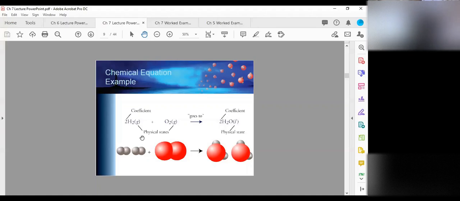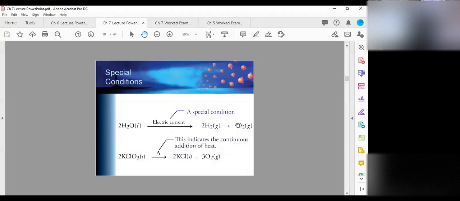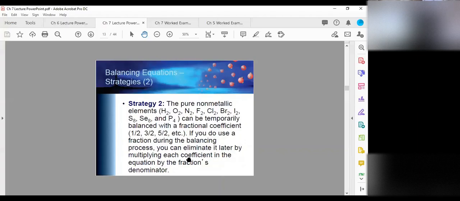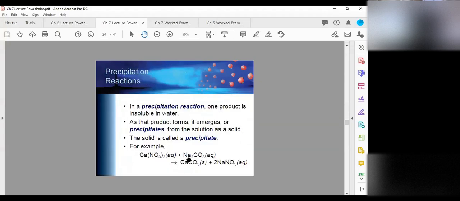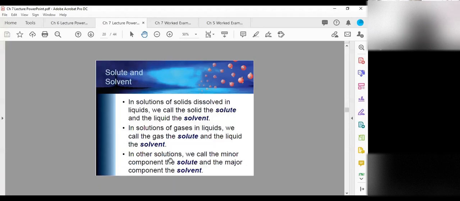The third thing, I see physical states. G for gas, L for liquid, S for solid, okay? And sometimes I see AQ. AQ means aqueous. Let me show you an example before I get into something else. Here's an example. So AQ, that means aqueous. So you got the solid, S, liquid, L, G, gas, and AQ, aqueous. So these are physical states, basically. All right.